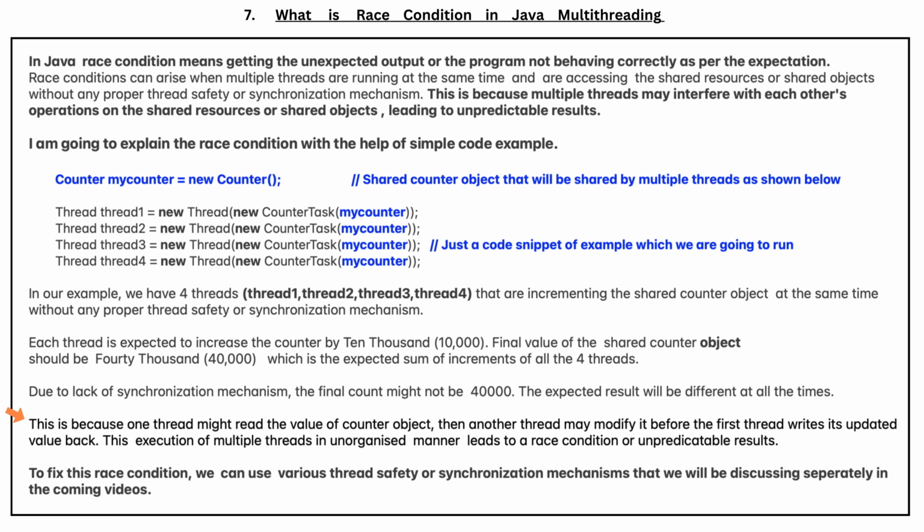This is because one thread might read the value of counter object, then another thread may modify it before the first thread writes its updated value back. This execution of multiple threads in unorganized manner leads to race condition or unpredictable results. To fix this race condition, we can use various thread safety or synchronization mechanisms that we will be discussing separately in the coming videos.